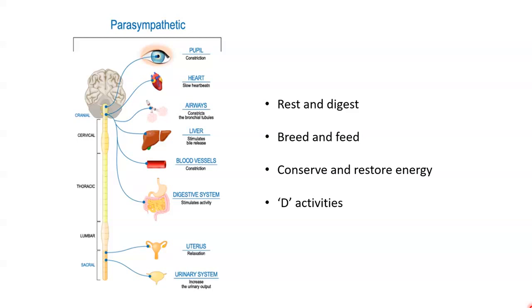Now, although not as comprehensive and nice and neat as the sympathetic division, some of the functions of the parasympathetic nervous system can be described as being D activities. So for example, digestion, defecation, decreased heart rate, decreased diameter of the airways, and decreased diameter of the pupils. So all these are functions associated with the parasympathetic nervous system.